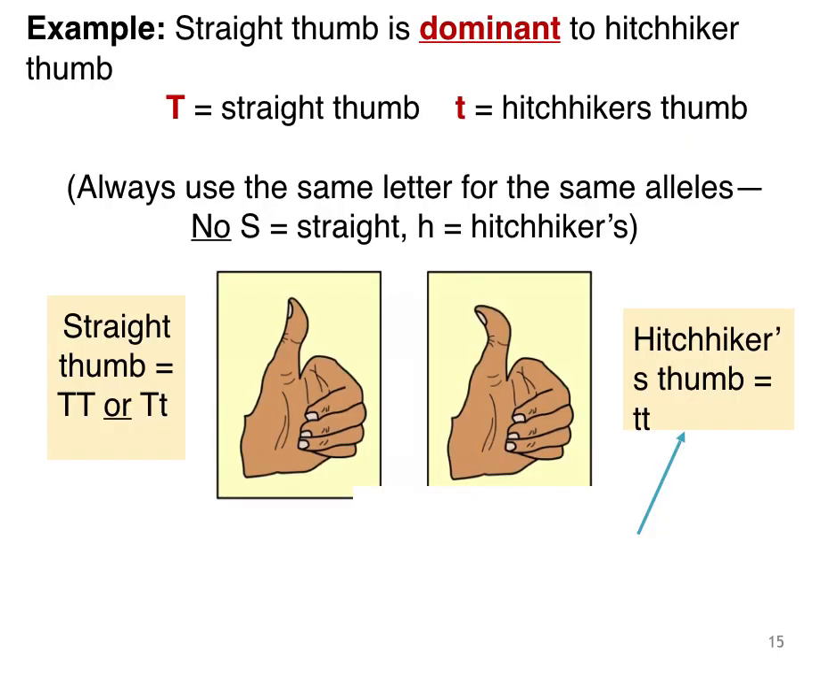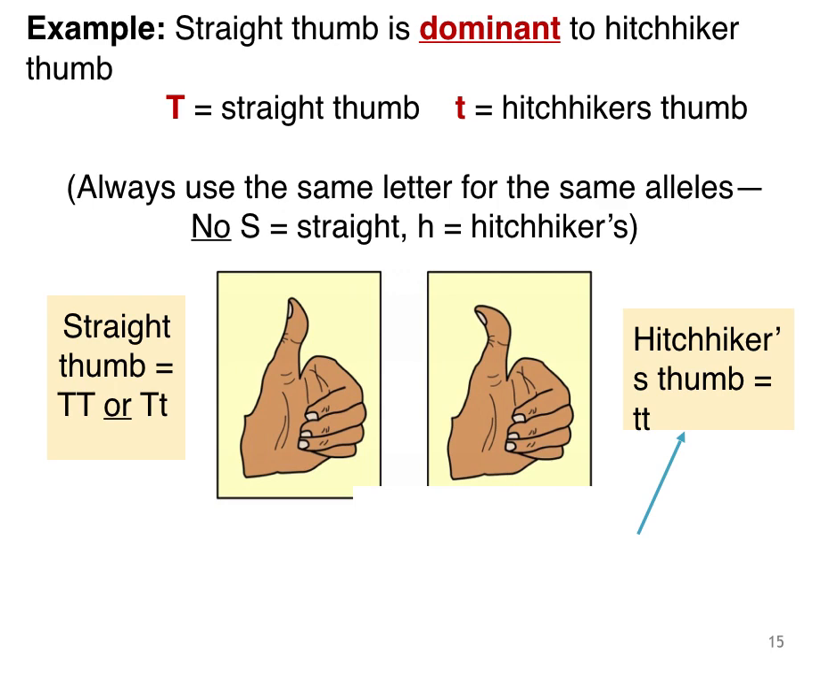Another example is with your thumbs. If you hold your thumb up, a straight thumb is dominant to hitchhiker thumb. Hitchhiker thumb is when your thumb bends back. So a capital T would be the straight thumb. A lowercase t is the hitchhiker's thumb. We always use the same letter for the same alleles. So no S for straight and H for hitchhiker's. No, we just use the letter T.